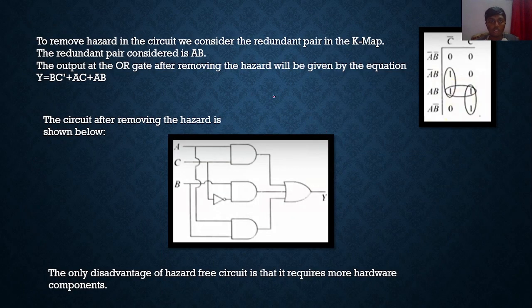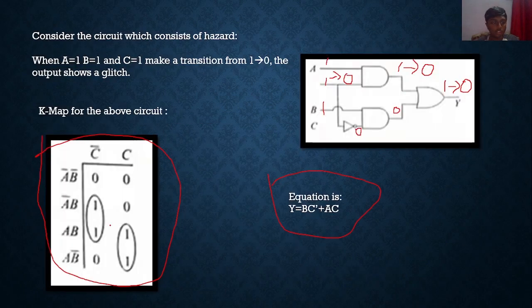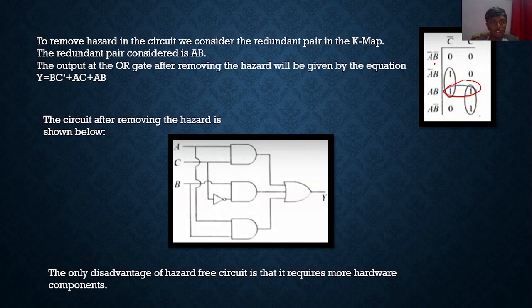Let us see how we can remove the hazard. To remove the hazard, we can do a simple procedure by taking a redundant pair. Here we are taking AB as a redundant pair, whereas here we haven't taken AB as a redundant pair. On taking AB as a redundant pair, we get the following equation: y is equal to BC bar plus AC plus AB.